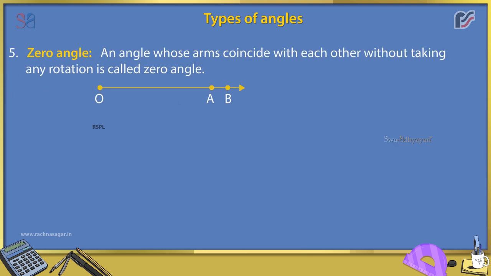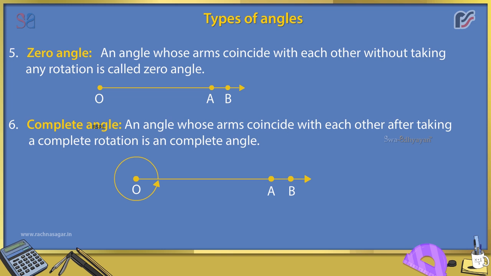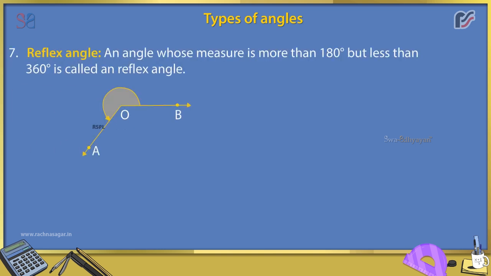5. Zero angle. An angle whose arms coincide with each other without taking any rotation is called zero angle. 6. Complete angle. An angle whose arms coincide with each other after taking a complete rotation is a complete angle. Angle AOB is a complete angle. Its measure is 360 degree. 7. Reflex angle. An angle whose measure is more than 180 degree but less than 360 degree is called a reflex angle. Shaded region angle AOB is reflex angle.